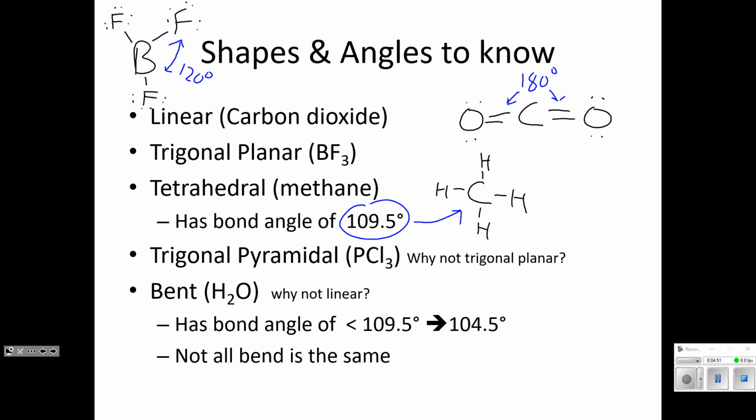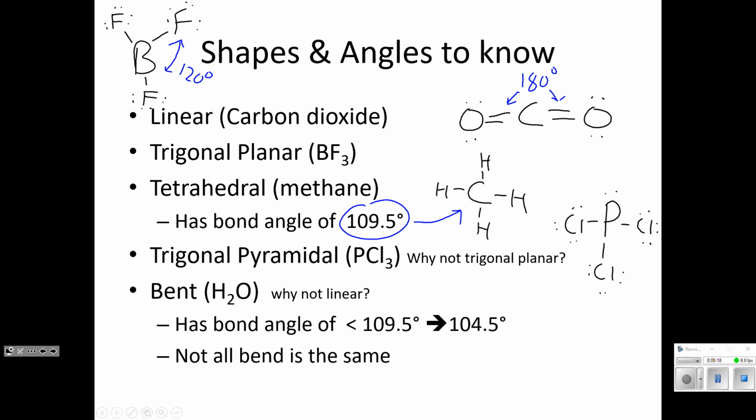Trigonal pyramidal, phosphorus trichloride. Phosphorus is bonded to 3 chlorines. However, phosphorus has 5 valence electrons to start, just like nitrogen, just like arsenic. Because of that, it has an unbonded pair on that central atom.